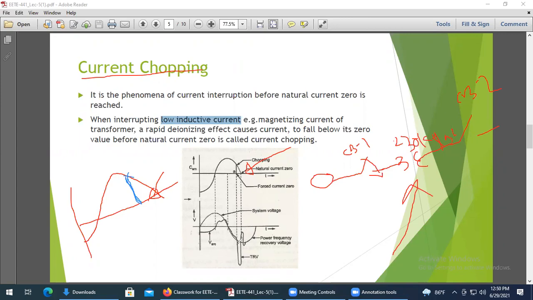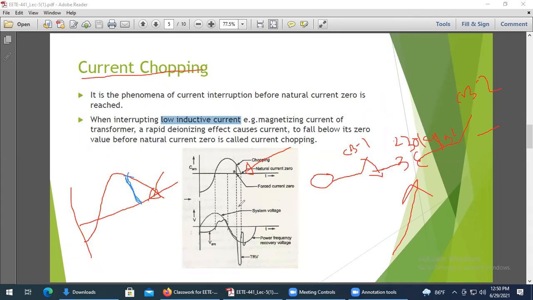Okay, now why are we so cautious about this current chopping? Due to this current chopping, you see a voltage waveform is given here. You know that after extinguishing the electric arc, a high frequency voltage component appears across the contact space of the circuit breaker, isn't it? Yes, sir. And that voltage is simply known as TRV.